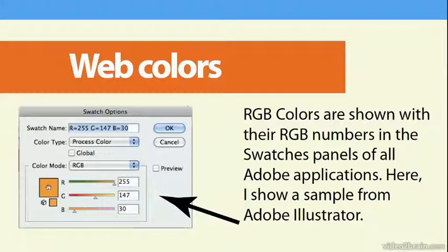This orange that I'm showing is showing here right now in RGB. So the 255 is the amount of red, 147 is the amount of green, and 30 is the amount of blue. When those three amounts are together, it makes this shade of orange.